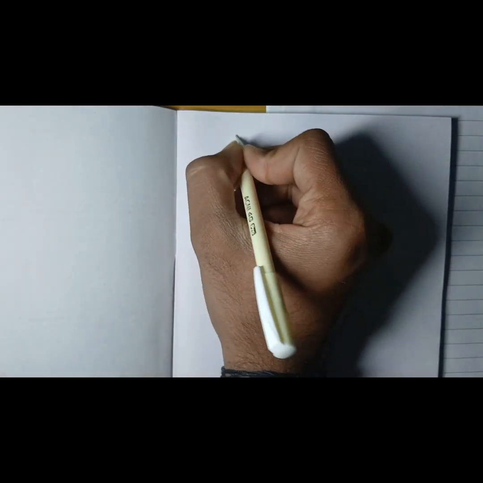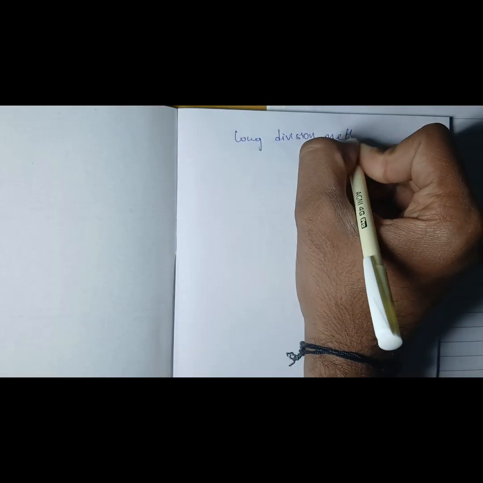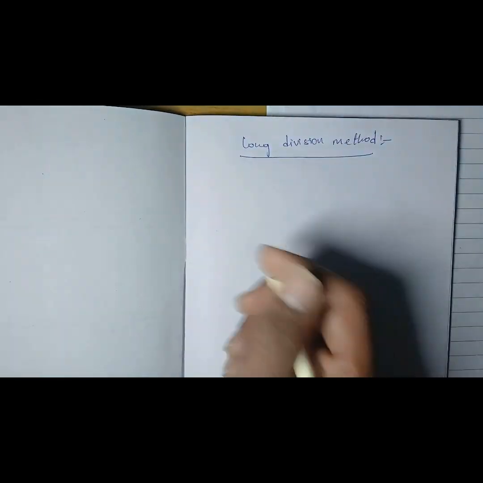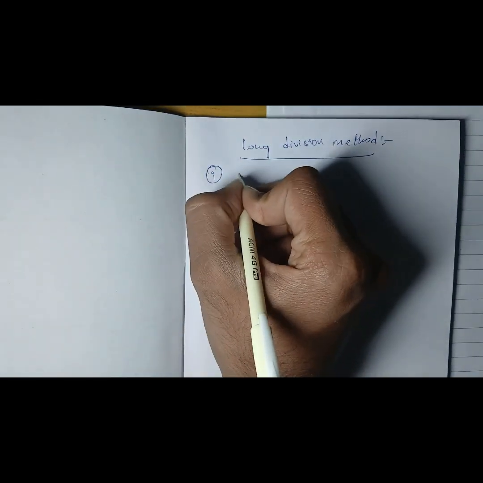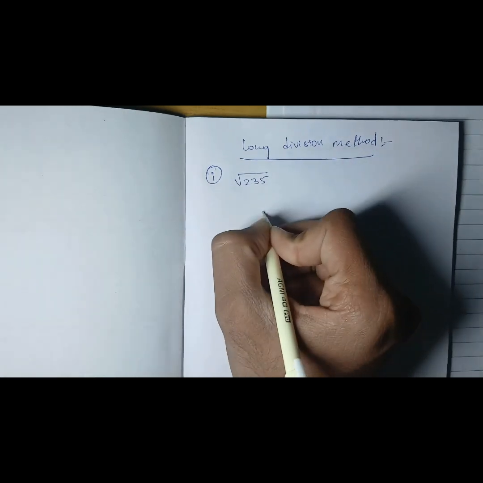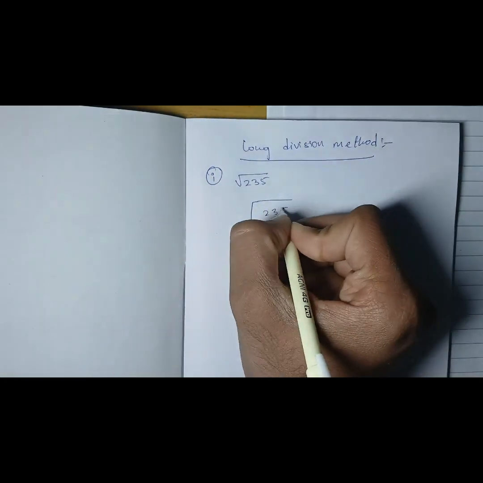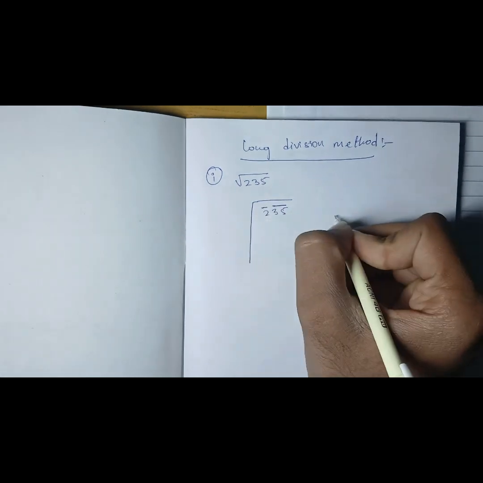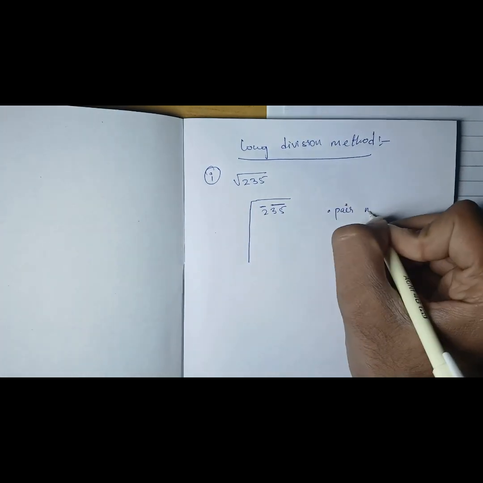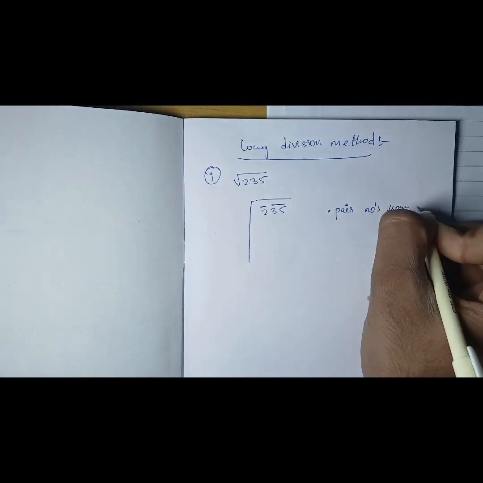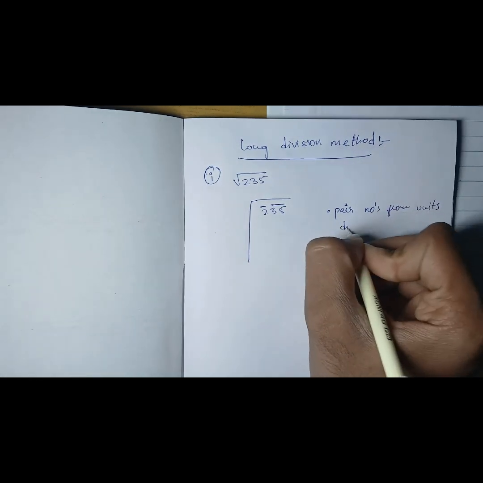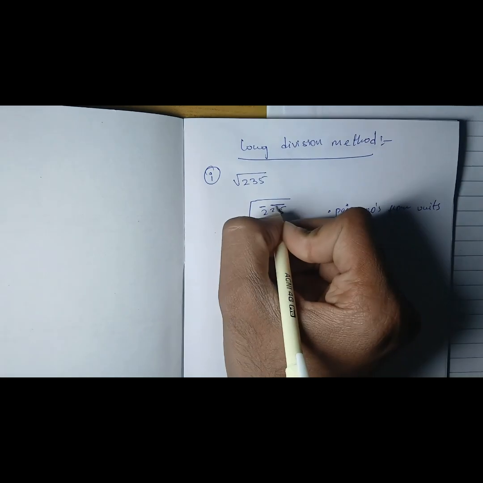Hello everyone. Now let us learn the long division method. For a perfect square number or non-perfect square number, write the number as it is, draw one line upward over it leaving some space, and pair the numbers from the units digit. First step is this. I paired the numbers.